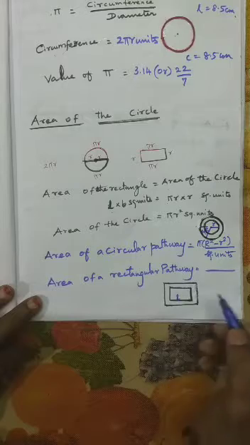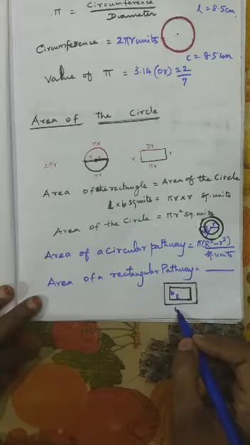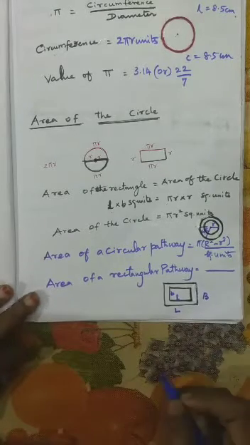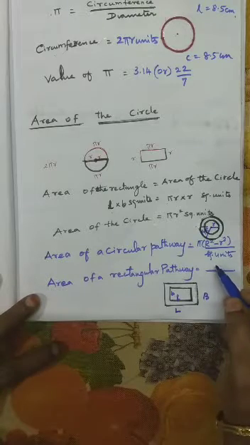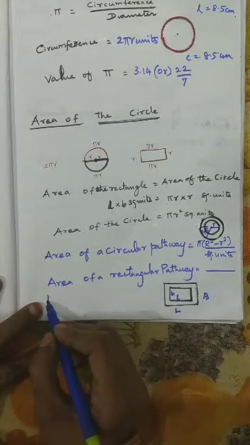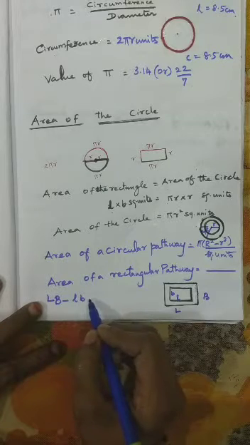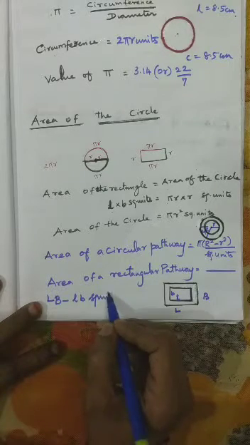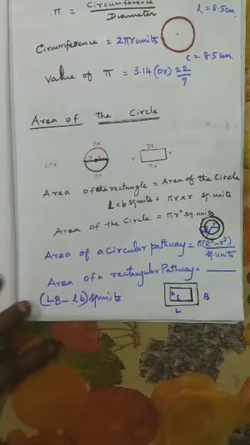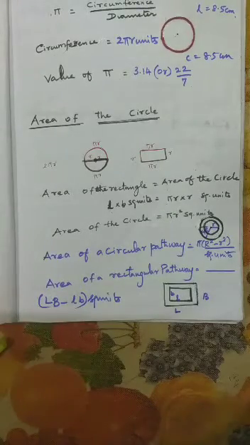Then area of the rectangular pathway. Here small l, small b, and this is capital L and capital B. What is the area of a rectangular pathway? Capital LB minus small lb square units. This is the area of a rectangular pathway.